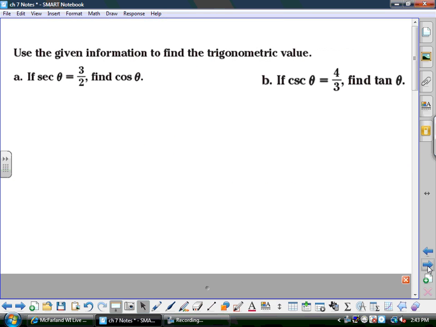Let's use the identities to do some things. Use the given information to find the trig value. If secant of theta equals 3 over 2, find the cosine of theta.